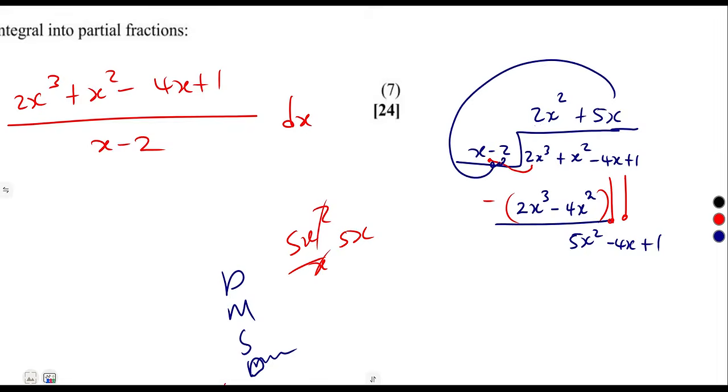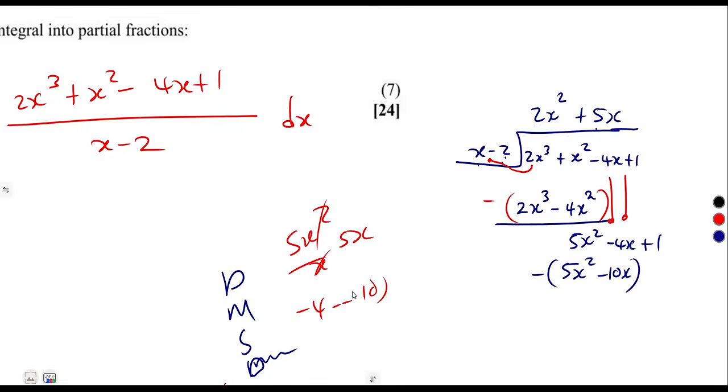Multiply to every term. 5x times x, 5x squared. 5x times minus 2, minus 10x. Subtract. So this one is 0. Minus 4 minus minus 10, that's a positive. So that's going to be 6x. Then you drop what is remaining, which is plus 1. Divide first term versus first term. 6x divided by x, that's a positive 6.